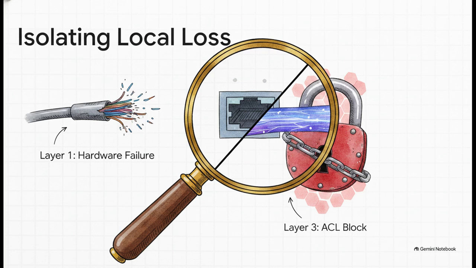On the flip side, what if the interface is up and up, clean as a whistle, but traffic is still failing? You run show ip interface and discover an access control list named block all applied inbound. Suddenly, you've cracked the case. It's not a broken wire at all. It's a Layer 3 security configuration mistake that someone probably applied during a late-night maintenance window.